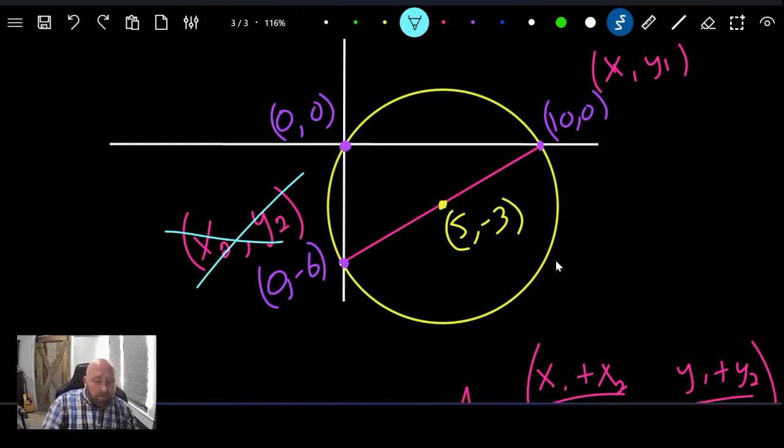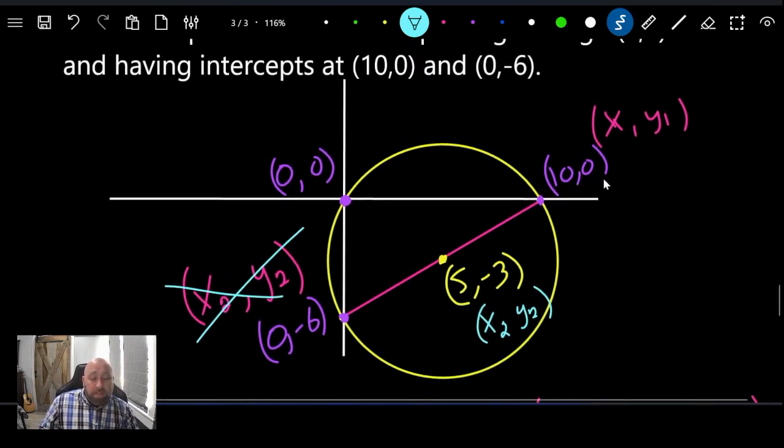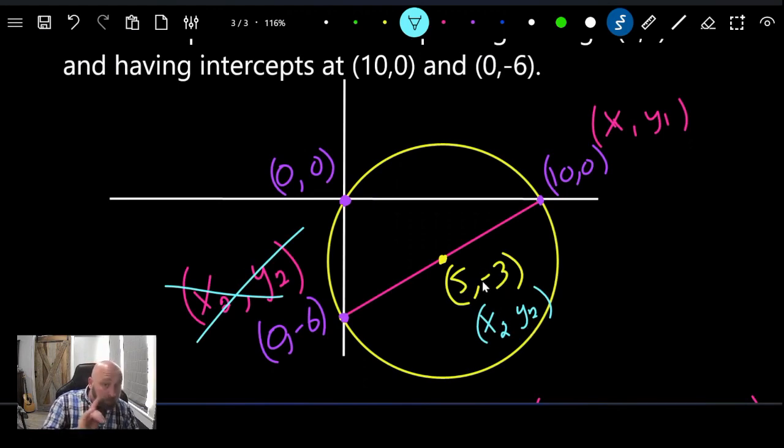So our radius, let's call this one now, this is our x2 and our y2, right? So our x1 and y1 is going to be 10 and 0, and our x2 and y2 is going to be 5 and -3, because we're using the midpoint and one of the points. And you could use either one, doesn't matter which one that you use.